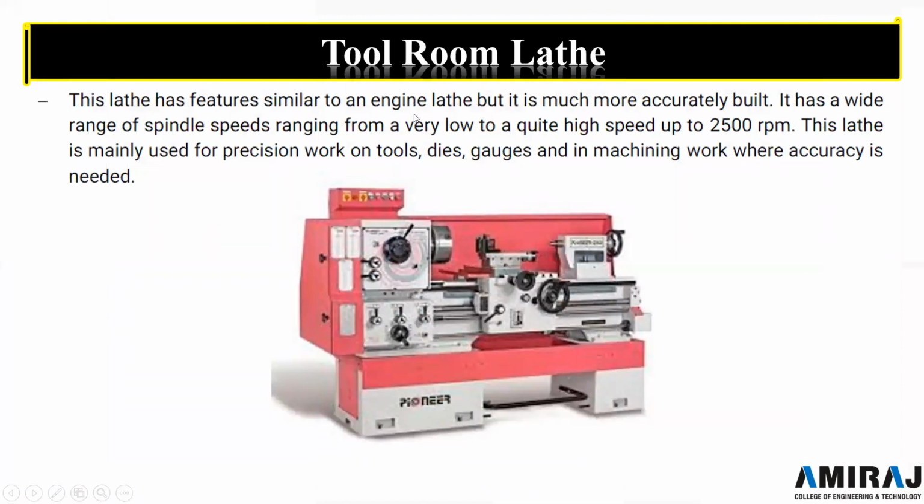The next type of lathe is the tool room lathe. This lathe has features similar to an engine lathe, but it is much more accurately built. It has a wide range of spindle speeds ranging from very low to quite high speed, up to 2500 rpm. This lathe is mainly used for precision work on tools, dies, gauges, and in machine work where accuracy is needed.